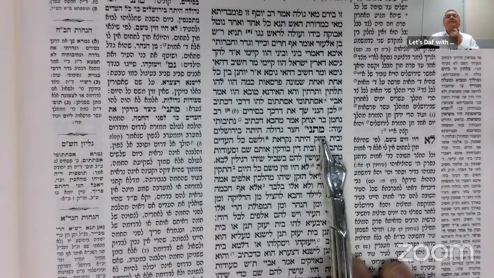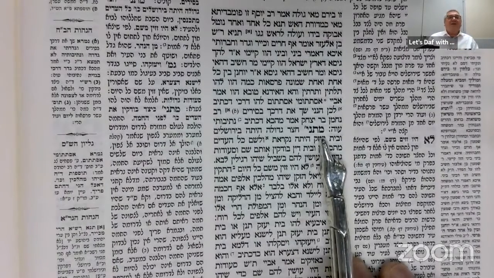The mountaintops were eight parsaos apart as the crow flies, but the roads to get there were much longer because they had to go around. I'm sorry, you're right, I made a mistake. So the mountains were 32 parsaos, but the reason why we say today it's longer is because the roads were not straight. That's right. I'm sorry, I got mixed up.